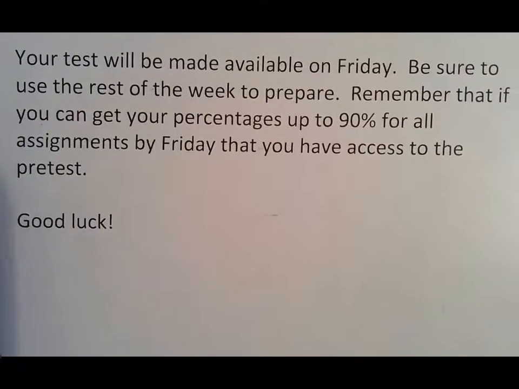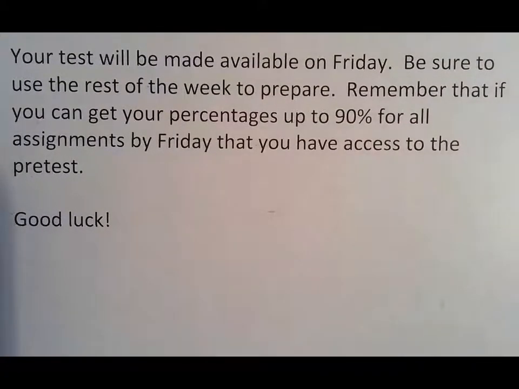But anyway, the test will be made available on Friday. Be sure to use the rest of this week to prepare. Again, your pre-test should be available already at this point, so remember that if you can get your percentages up to 90% for all the assignments by Friday, you have access to the pre-test. Again, you should have access to it once you have a 90% on all of them now, but it does close on Friday because it is a reward for those of you who are ahead of time, not those of you who wait until the end to do your homework.